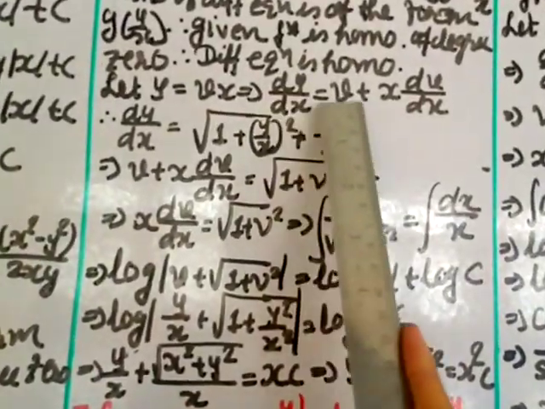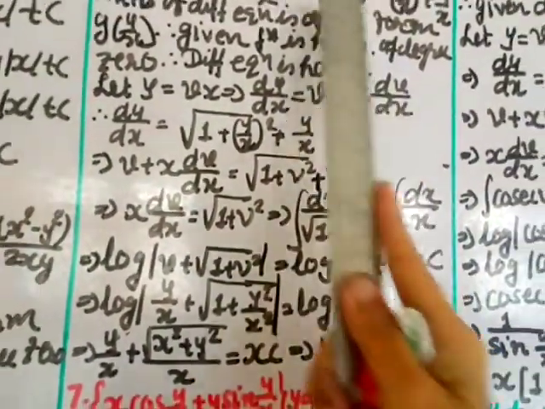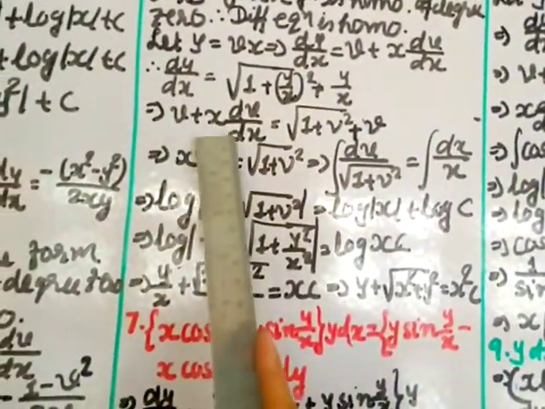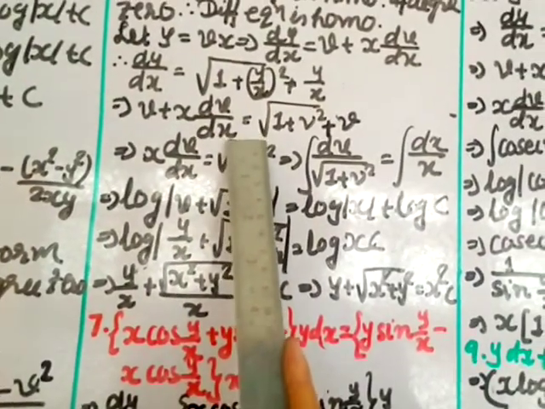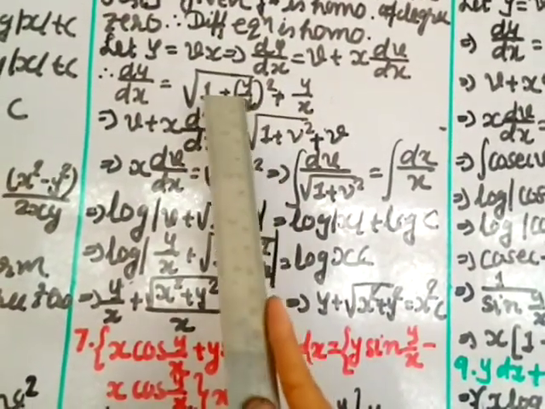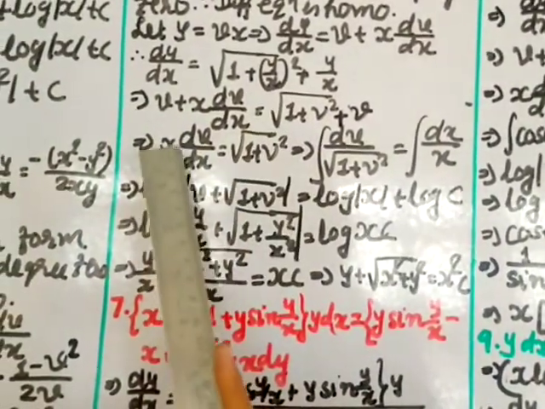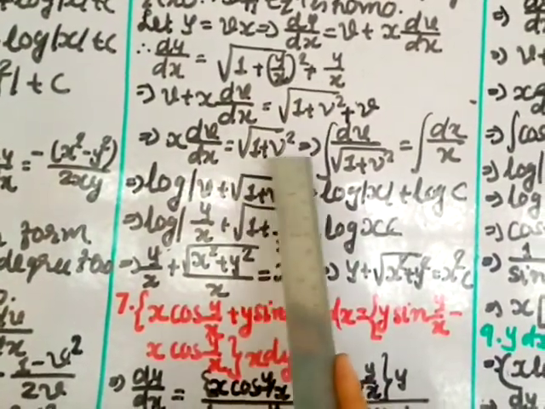Differentiate, so dy by dx equals v plus x dv by dx. Take this dy by dx equal to this value, and let us put the value. For dy by dx you put this value. So v plus x dv by dx equals square root of 1 plus v square plus v. This v and this v cancel. So here remains x dv by dx equals square root of 1 plus v square.